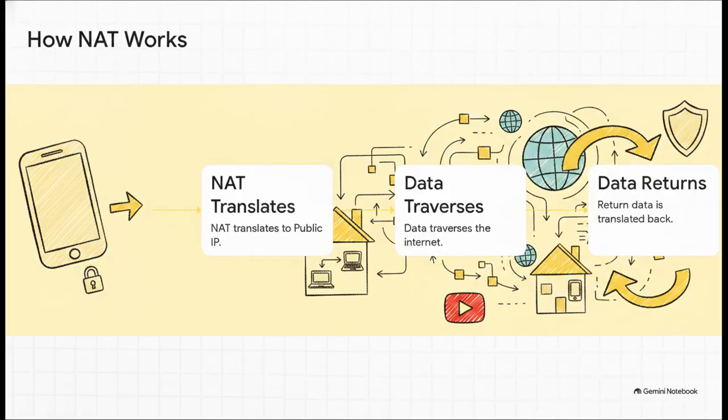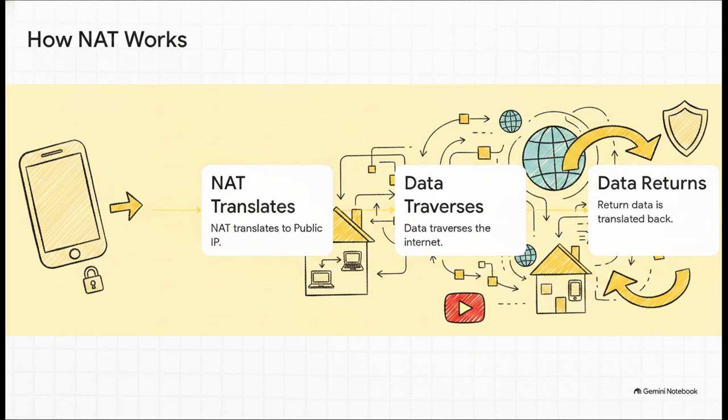Here is the exact journey your data takes. Step 1, your data leaves your phone using its private IP. Step 2, it hits your router, where NAT steps in, modifies the outgoing data packet, and translates it to your public IP. Step 3, the data traverses the massive public internet to reach its destination, like a YouTube server. And finally, Step 4, when the video data comes back, NAT translates that public IP response back to your specific private device almost instantaneously.